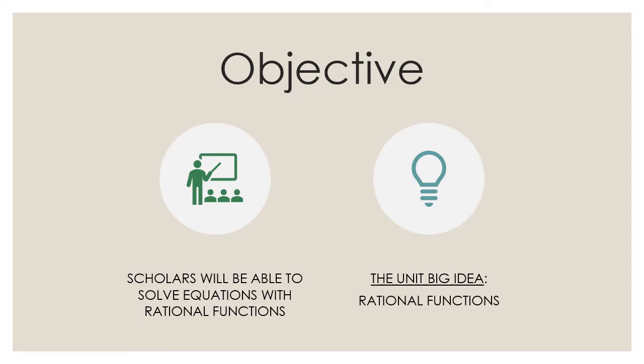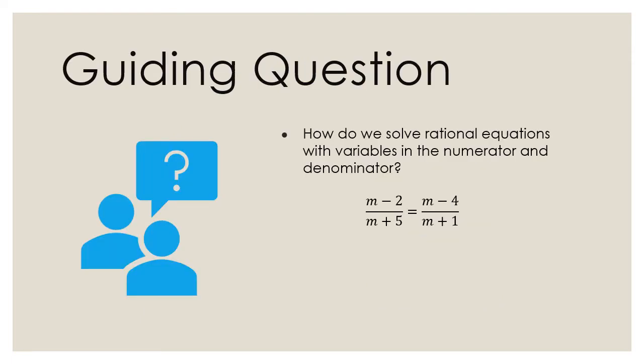Our objective, scholars will be able to solve rational functions. And our big idea is rational functions. Our guiding question for this lesson is, how do we solve rational equations with variables in both the numerator and the denominator, as opposed to the last lesson where we just had variables in either the numerator or the denominator. Here we're going to solve with variables in both.